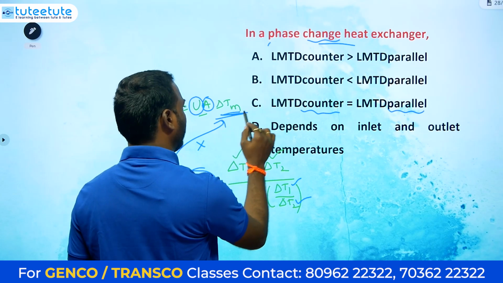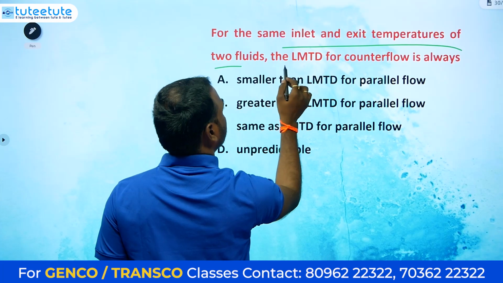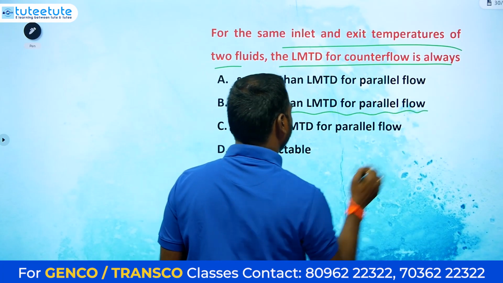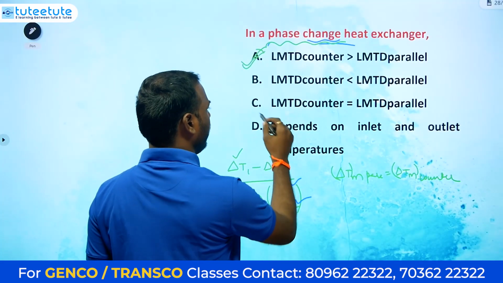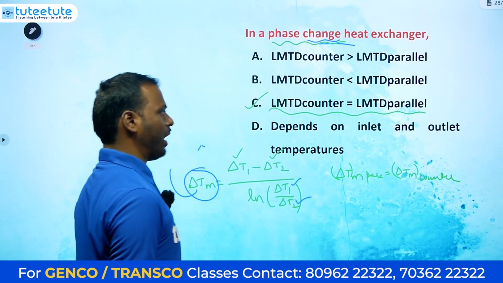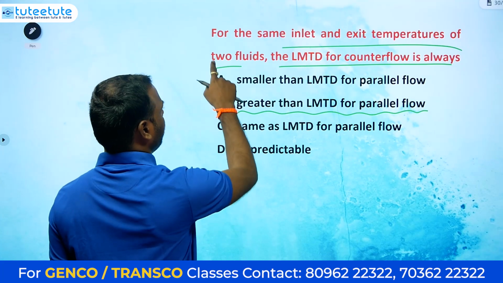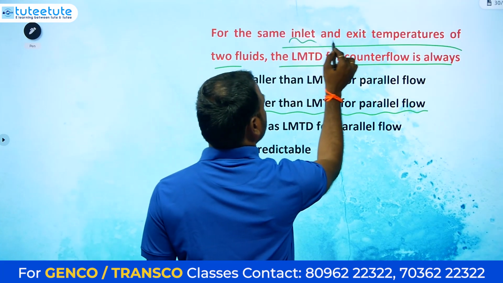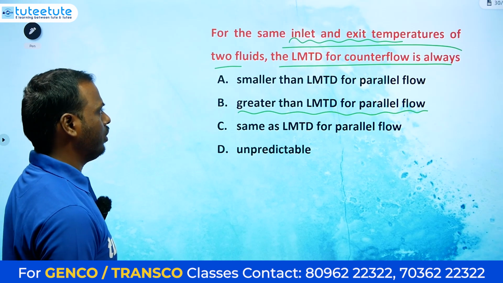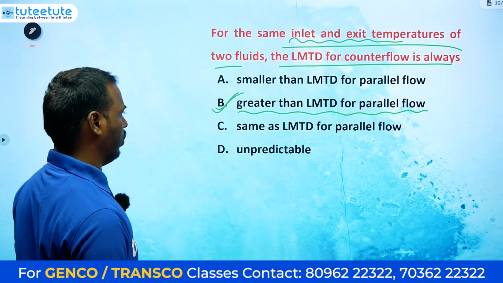So whenever the delta Tm value will be the same, for the same inlet and exit temperatures of the fluids, the LMTD of the counter flow is always greater than the LMTD for parallel flow. Here the LMTD for the counter flow is always equal to the LMTD for parallel flow in the phase change exchanger. But the general thing is, for the same exit temperatures of the fluid, the LMTD for counter flow is always greater than the LMTD for parallel flow.